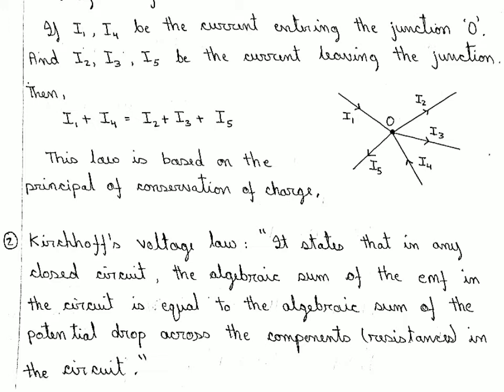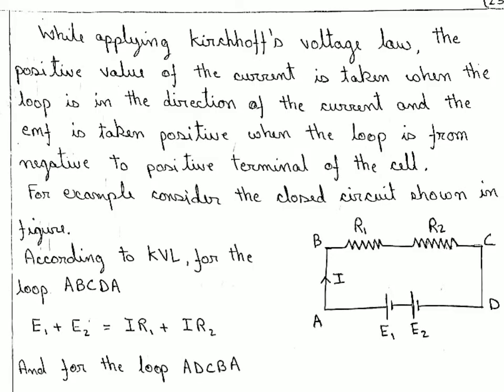Then the second law is known as Kirchhoff's voltage law. This law we have applied while obtaining the expression for the internal resistance of a cell. According to this law, in any closed circuit, the algebraic sum of the EMF in the circuit is equal to the algebraic sum of the potential drop across the component resistances in the circuit. That is the statement of Kirchhoff's voltage law, and while applying this law, we'll have to use a rule which is known as the loop rule.